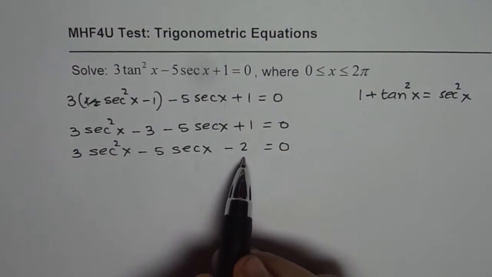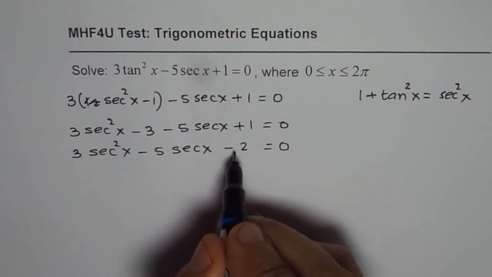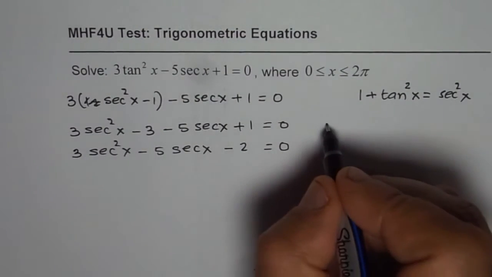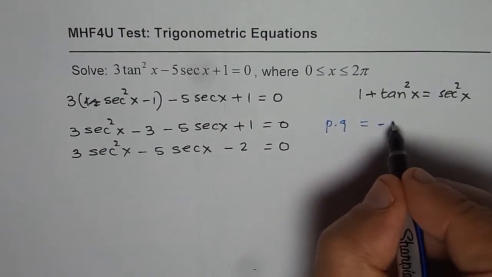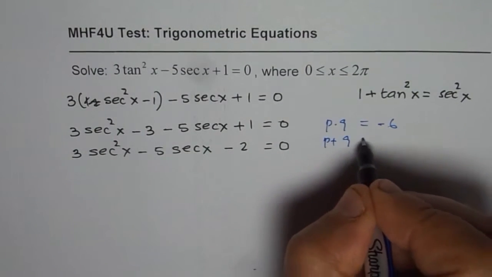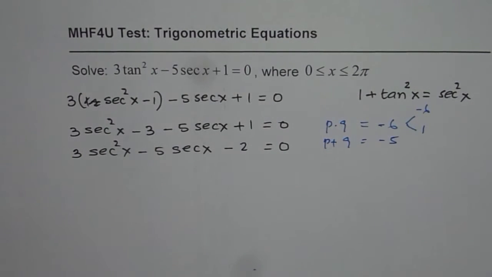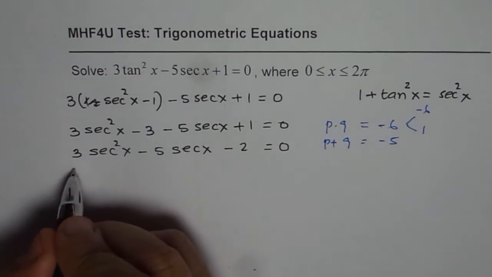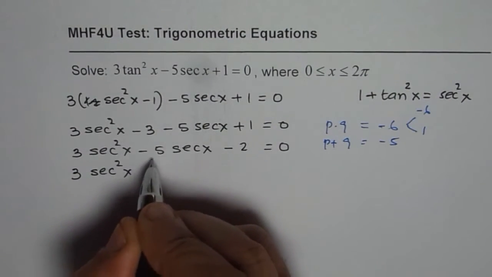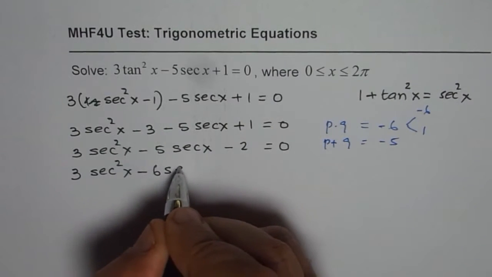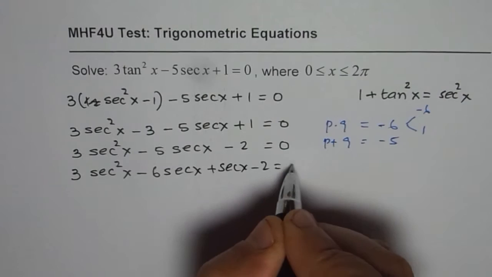Now to factor this equation, we are looking for two numbers whose product is minus 2 times 3. So we are looking for two numbers, p and q, whose product is minus 6, and when you add them, you should get minus 5, right? So the numbers are minus 6 and 1. So let's factor this equation using the standard techniques we learned in quadratic equations. So this could be 3 secant square x minus 6 secant x plus secant x minus 2 equals 0.